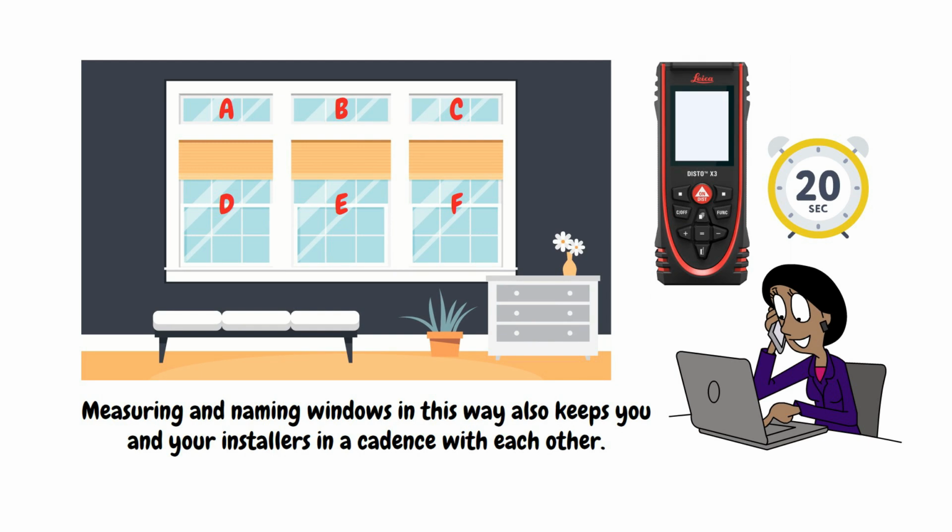When they walk into a room and they have a label for installing a shade in window D, they can look at that wall and they know exactly which window is being referenced.